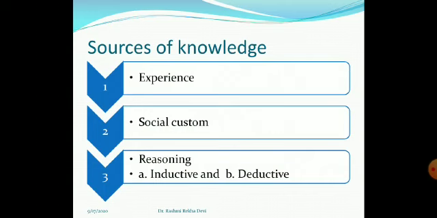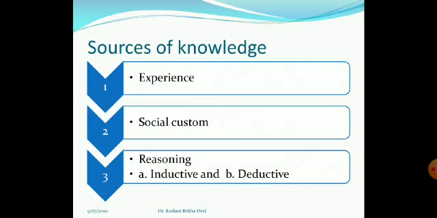The last one is reasoning. Now reasoning is more scientific. Reasoning is a more dependable means of reaching and establishing truth. Now what is reasoning? Reasoning is something that is logical. In reasoning, it is not only based on experience. We use our logic: why it happens, what is the logic behind it. This is called reasoning.